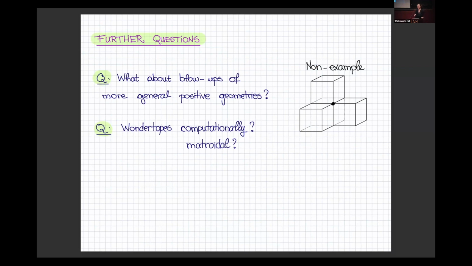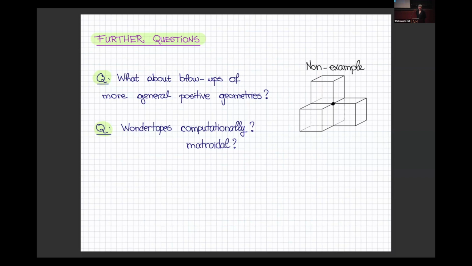We actually give a lot of examples and non-examples in our paper of things that could go wrong. Just one picture that I drew here is if you take 4 cubes arranged in this sort of staircase shape, if you try to blow up this vertex, you're not going to get a positive geometry because the entire exceptional divisor is going to be contained in the boundary, which is bad. Or what can we say about Wondertopes computationally?